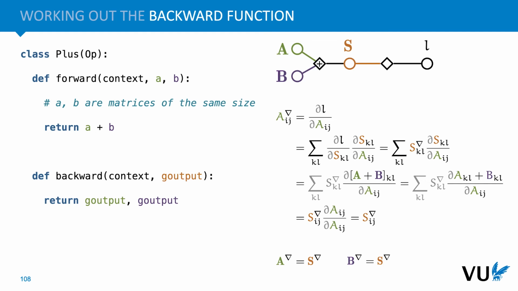The nabla for A is the same as the nabla for S, and the nabla for B is the same as the nabla for S. So we simply take the gradient for S that the system gives us, and we return it as the gradient for A, and we return it as the gradient for B.